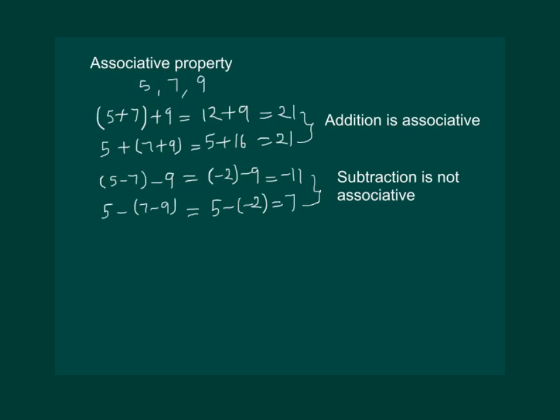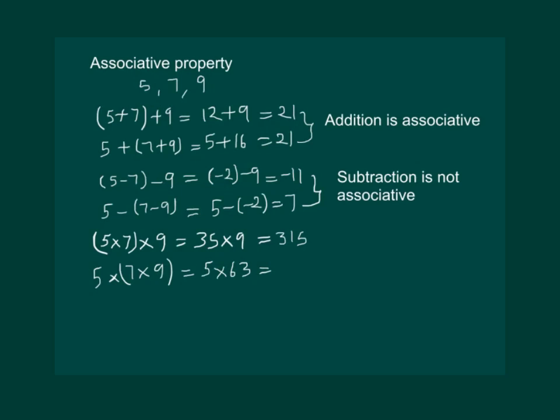Now let us check for multiplication. Let us first multiply 5 with 7 and then multiply the answer with 9. We get 35 multiplied by 9, which is equal to 315. Now let us multiply 7 with 9 first and then multiply it with 5. We get 5 into 63, which is equal to 315. So we can say multiplication is associative. Now let us check for division.